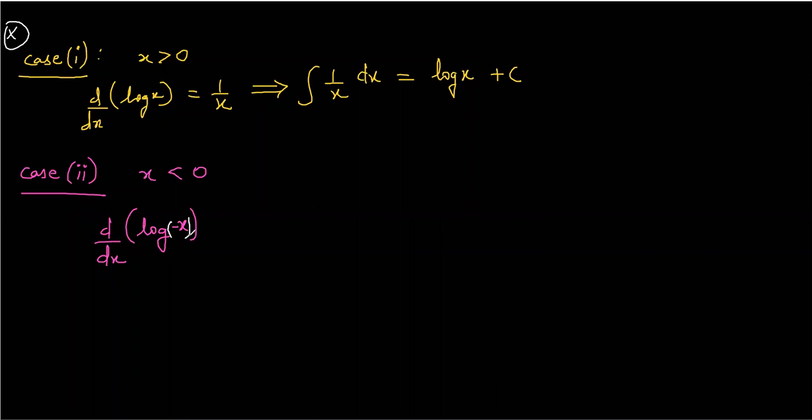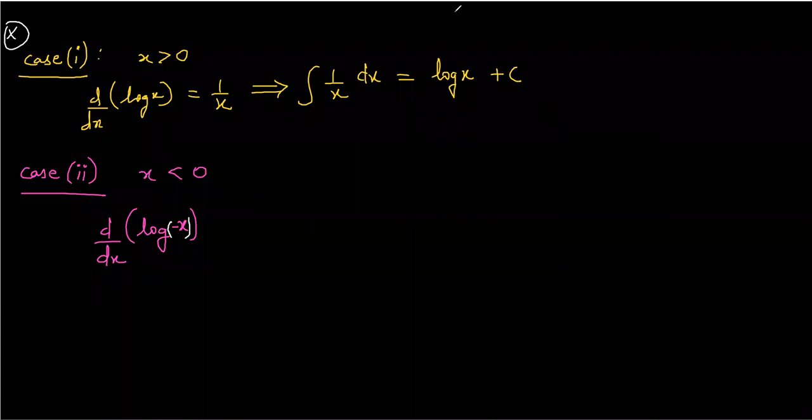Now how is it perfect? It is because x is lesser than 0. So when you write negative of x, it will become greater than 0. If x is less than 0, then minus of x will be definitely greater than 0. I hope you followed it. Minus of x will be greater than 0.